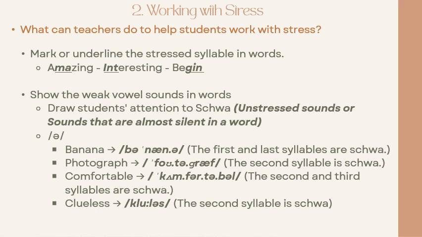We don't say comfortable, right? Okay, we say comfortable. Then we have clueless, right? Clueless, not clueless, by the way. Clueless. Okay, clueless. The second syllable is schwa, which means it's almost unheard, right?